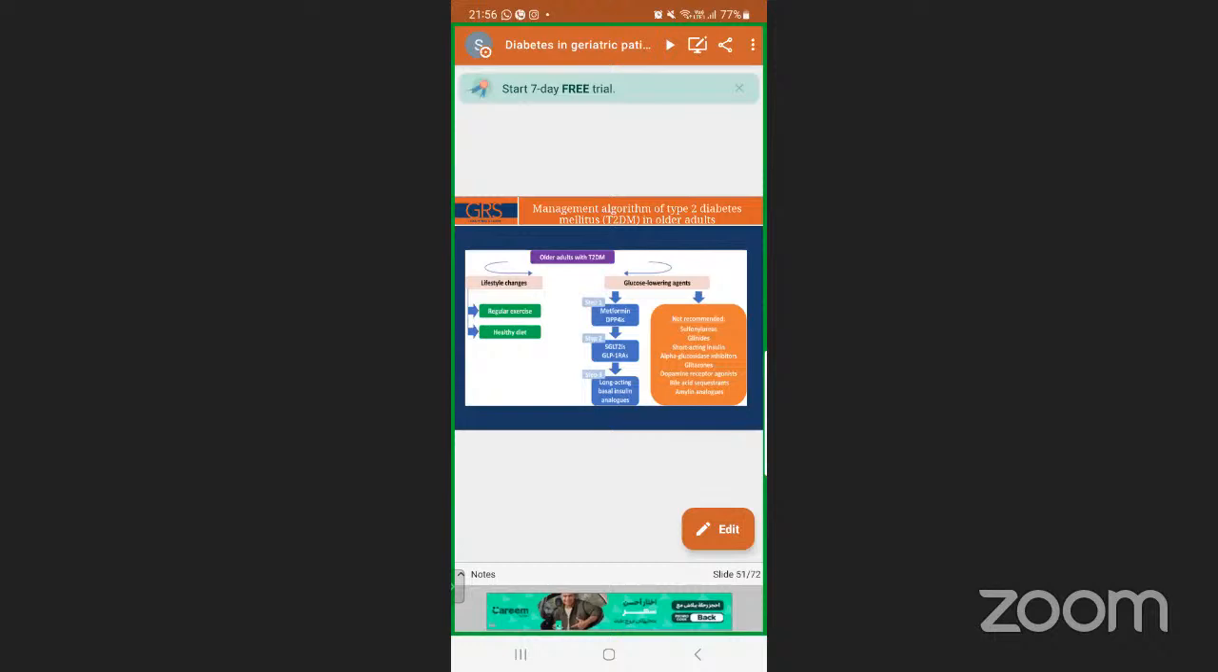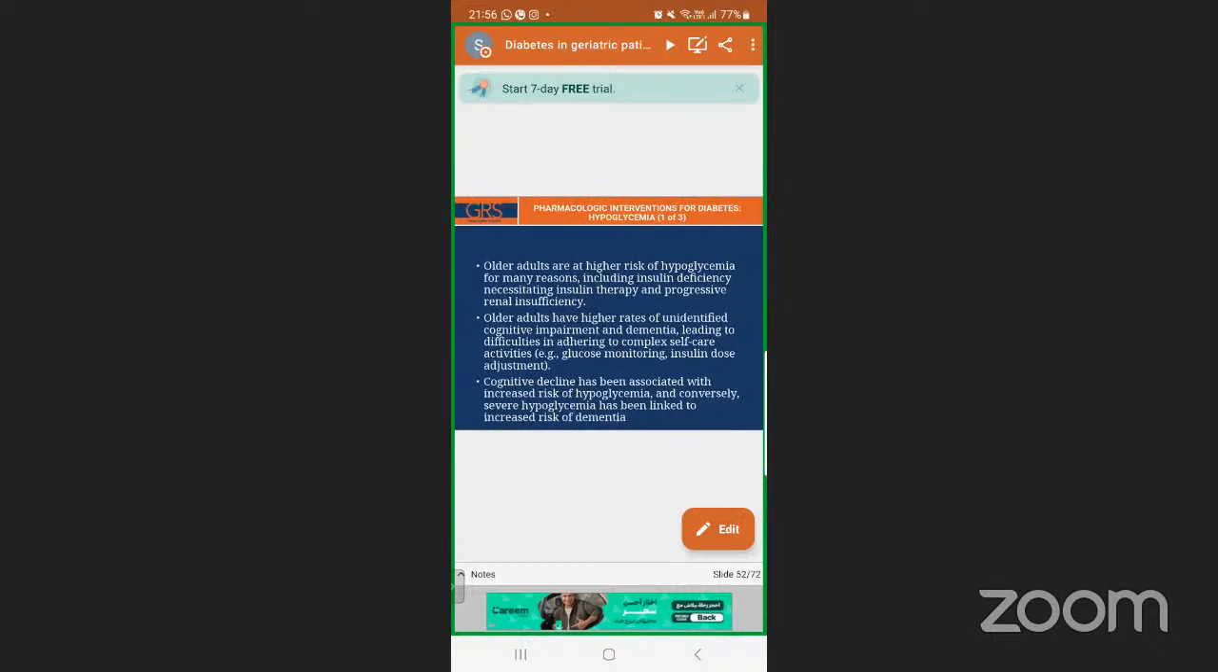But it's not recommended to use sulfonylureas, glinides, and short-acting insulin due to the risk of hypoglycemia, or glitazones, alpha-glucosidase inhibitors, dopamine receptor agonists, bile acid sequestrants, and amylin analogs. As regards pharmacologic intervention for diabetes with hypoglycemia, older adults are at higher risk for hypoglycemia for many reasons, including insulin deficiency necessitating insulin therapy and progressive renal insufficiency.